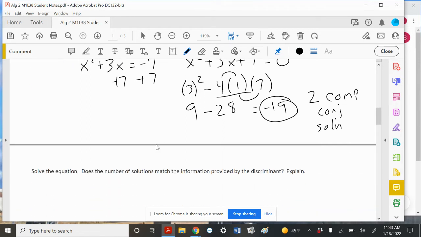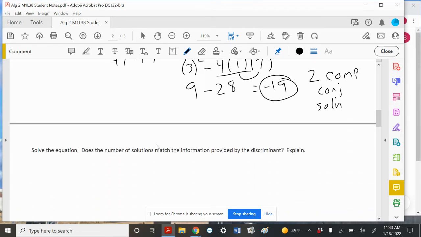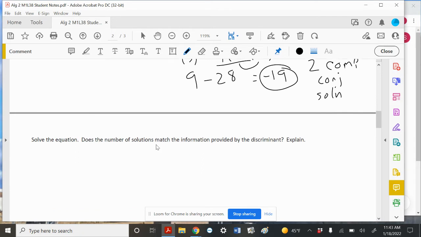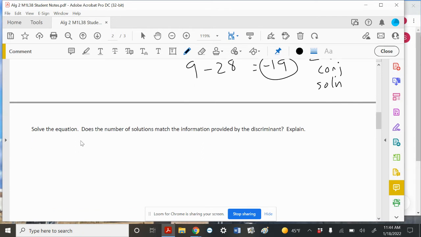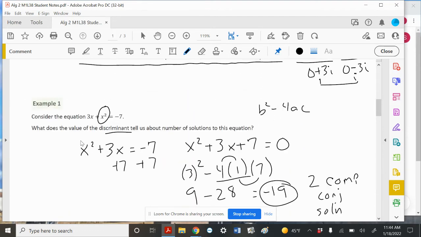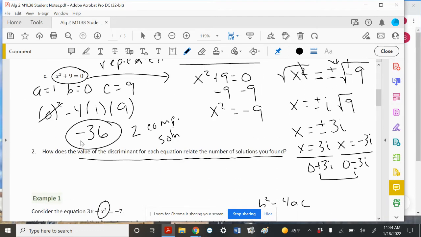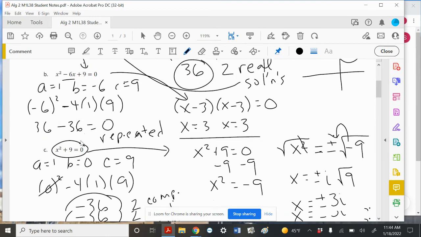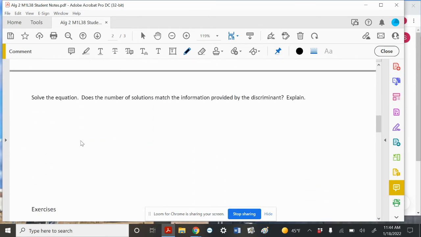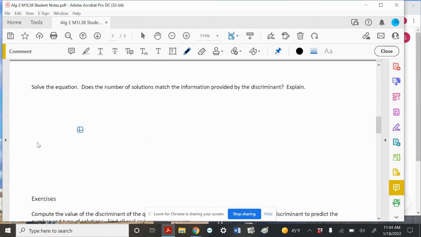So now I know the discriminant. Now it says, does the number of solutions match the information provided by the discriminant? So we want to solve it. Remember, I have been solving them to a certain extent, but I have not been using the quadratic formula. So now I'm going to use the quadratic formula. To use it, I'm going to write it down. x equals minus b plus or minus the square root of b squared minus 4ac.